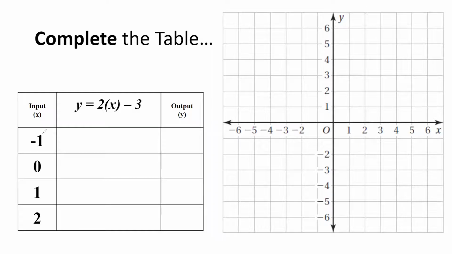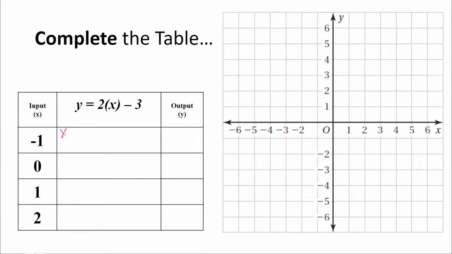I'm going to plug my -1 into my equation, so y equals 2 times x, but I don't write an x, I write a -1, and then -3. I'm going to follow my order of operations for this. Order of operations says I'm going to do multiplication first. So 2 times -1 is going to give me a -2, and then I keep my -3. Now I have to take -2 minus 3, which we know is going to give us a -5.